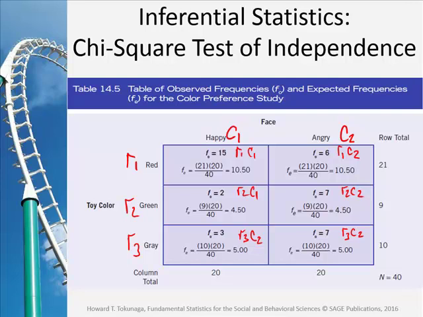So if we are in cell row 2, column 2, we're going to take the total of row 2 and multiply it by the total of column 2. Does that make sense? Okay. So you have to do that individually for each cell.